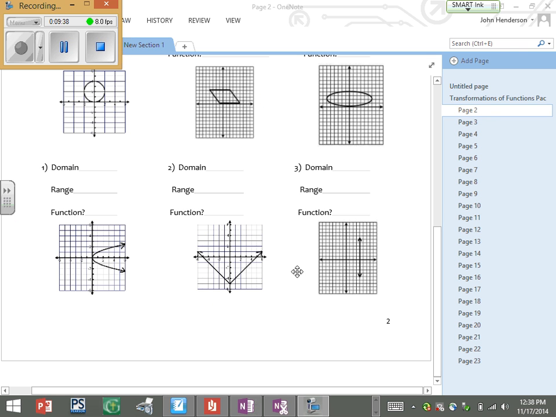We'll go ahead and finish up this page very quickly. We can see multiple vertical lines will touch that particular relation more than once. So again, not a function. Most of these turn out not to be a function. But this is a good one.